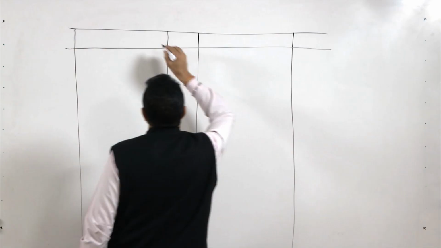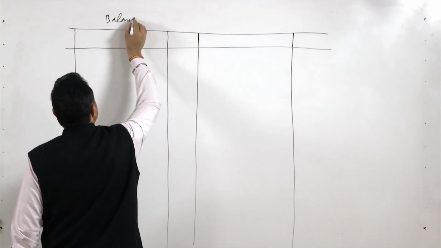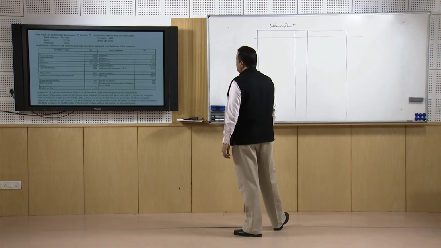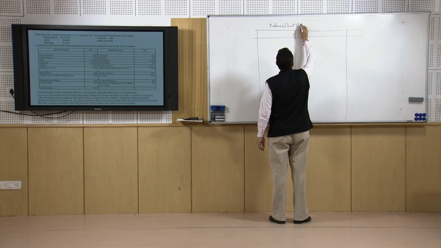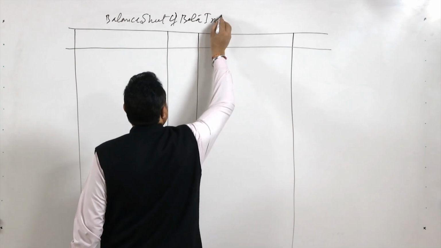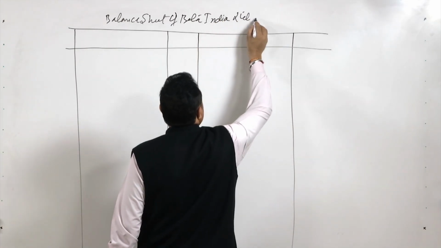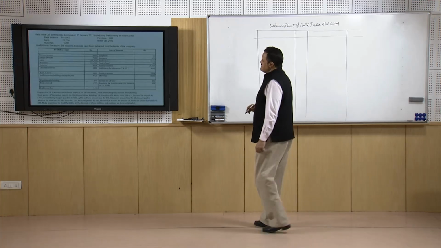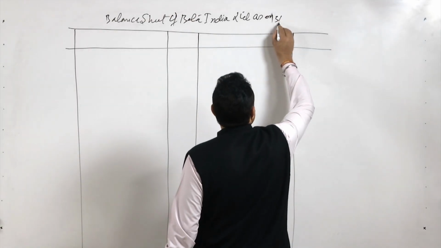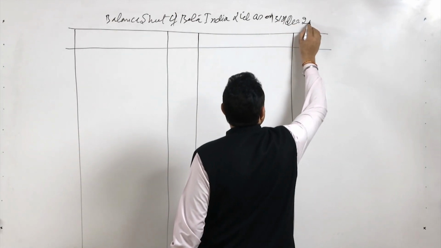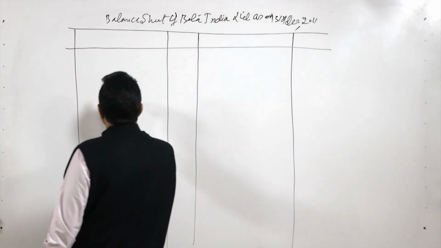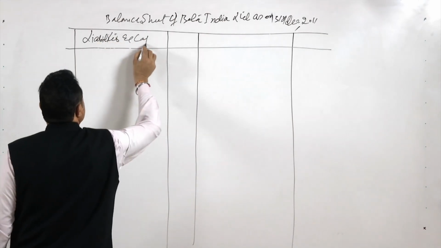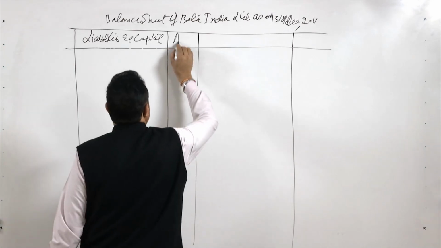This is again the same format, the balance sheet. You have to be very clear on the format, I am telling you time and again. Balance sheet of Beta India Limited as on 31st December 2011. It is only for one day, depicting the financial position of the business. So here we have liabilities and capital, and here we have amount.